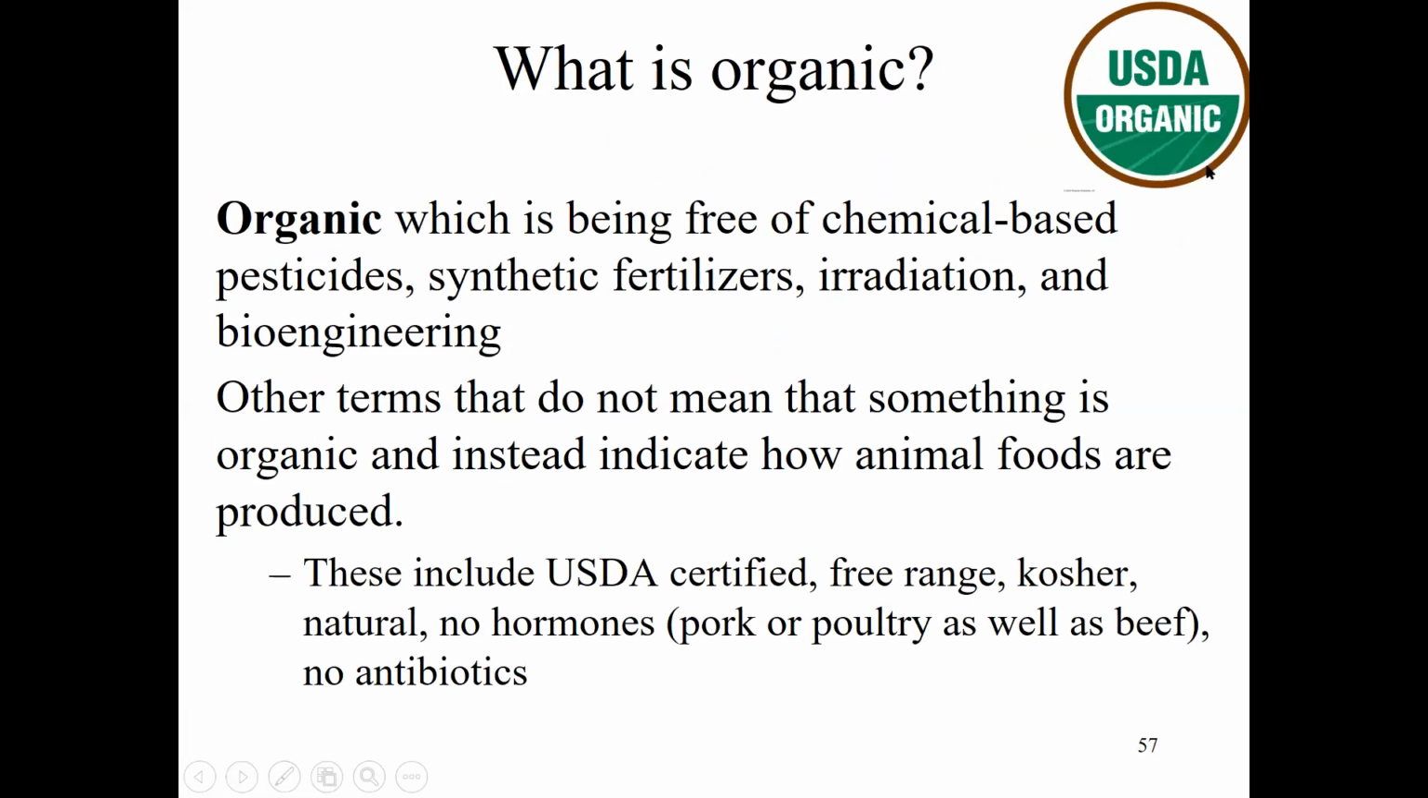So when you see USDA organic, you do know that that has gone through a regulatory process. You can't just put that on there. The USDA has to inspect and approve, to make sure you can put that label on. And organic really refers to the way things are grown or how animals are treated and fed. So it's no chemical-based pesticides, no synthetic fertilizers, no irradiation, and no bioengineering, including genetically modified.